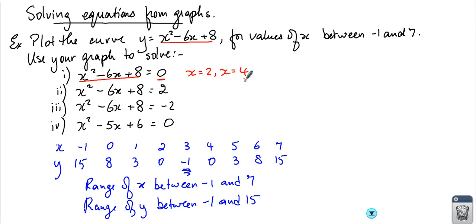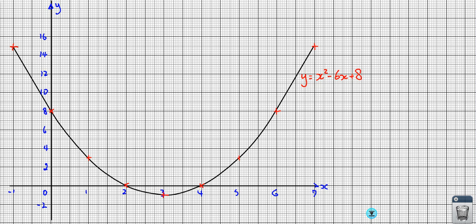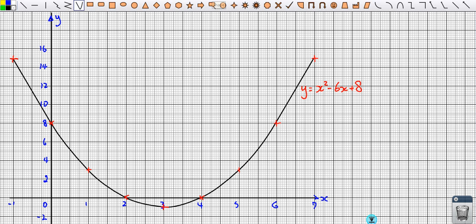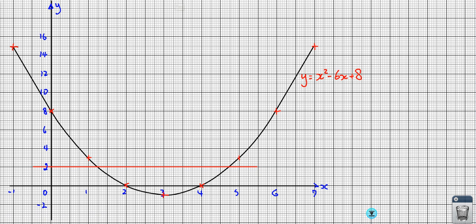Now, the second question, x squared minus 6x plus 8 equals 2. X squared minus 6x plus 8 is the same, this is equal to 2, but this is equal to y. So y is equal to 2. We go on our graph and draw the line y equals 2. Y equals 2 is this line here. And I notice where that line meets the curve. It meets the curve at this point and at this point.